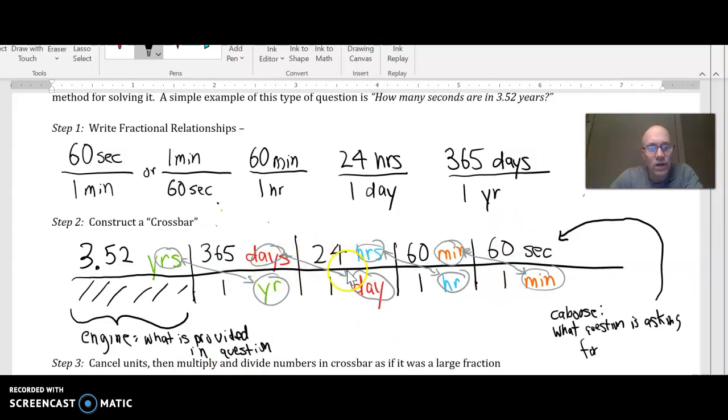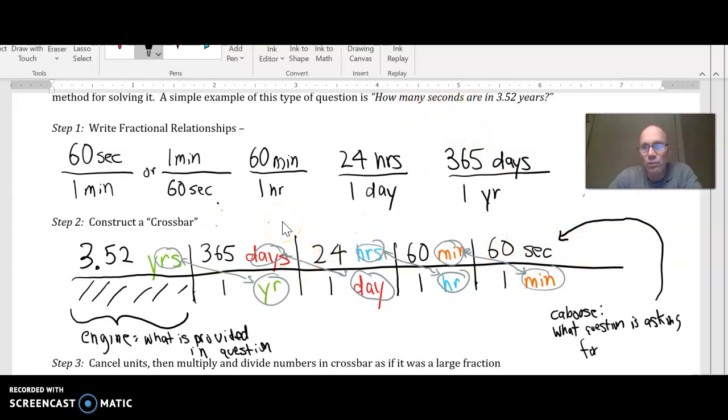So when you have correctly constructed the crossbar, there's a couple things to check for. First of all, make sure that it starts with what the question provides. Make sure that all of the steps in between have the units which are diagonally matching, like you see here. And once you're done, the thing that's in the upper right is what the question asks for.